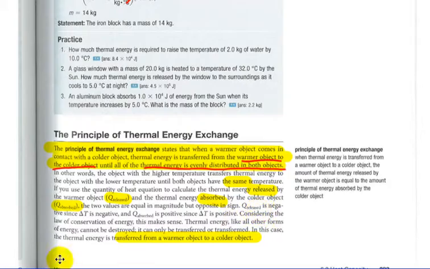So Q released would be negative since its temperature is going from a high temperature to a smaller temperature. Q absorbed would be positive since the change in temperature would be positive, starting off at a low temperature, achieving a high. Considering the law of conservation of energy, this makes sense. Thermal energy, like all other forms of energy, cannot be destroyed. It can only be transferred or transformed. In this case, thermal energy is transferred from a warmer object to a cooler object.